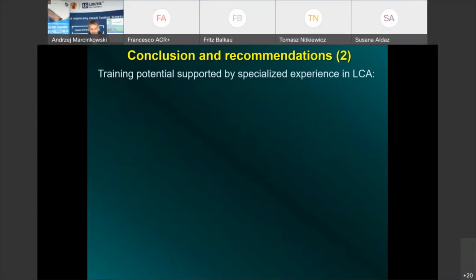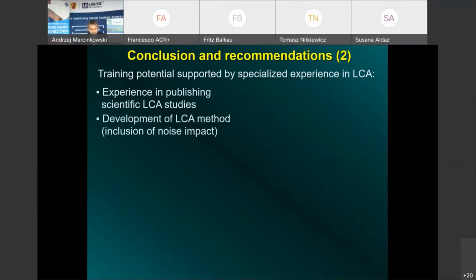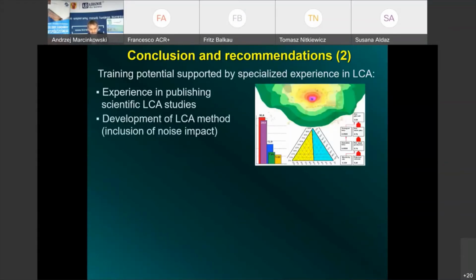Our training potential is supported by specialized experience in life cycle assessment, which we gain during publishing scientific life cycle assessment studies, but also development of life cycle assessment methods. And I mean especially inclusion of noise impact in life cycle assessment. Normally in a regular database there is no information, no category like noise. So it is needed to work on it and develop a category like this.